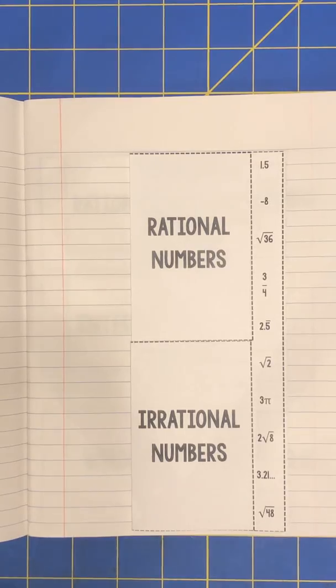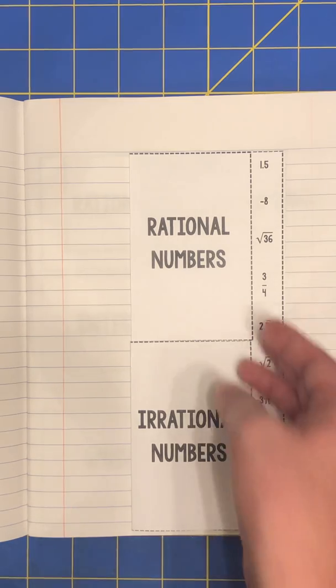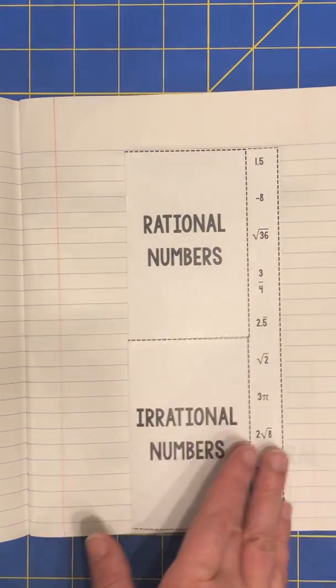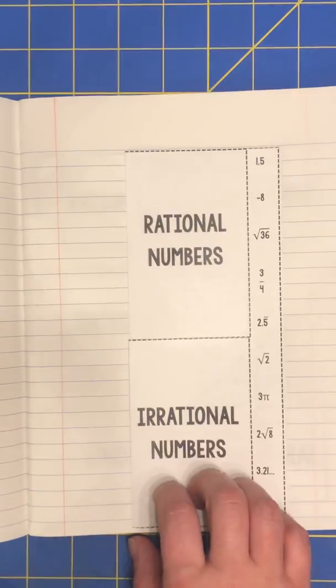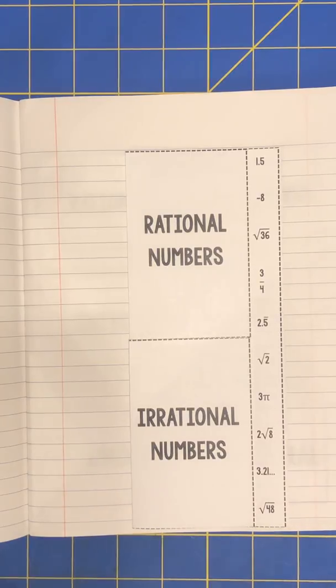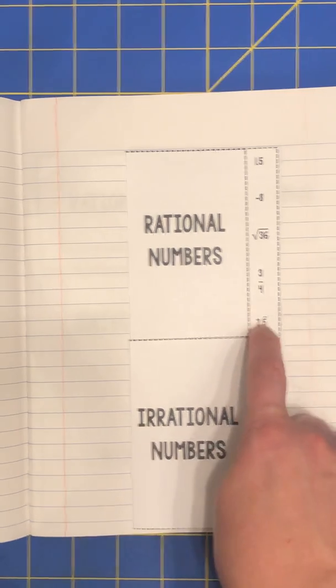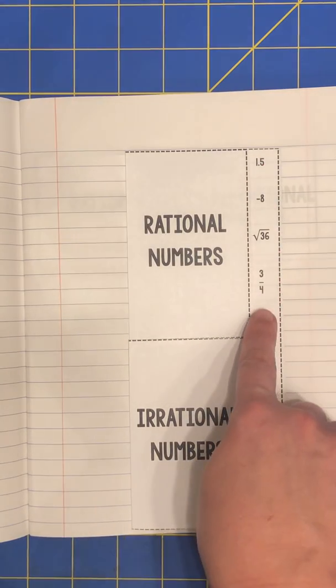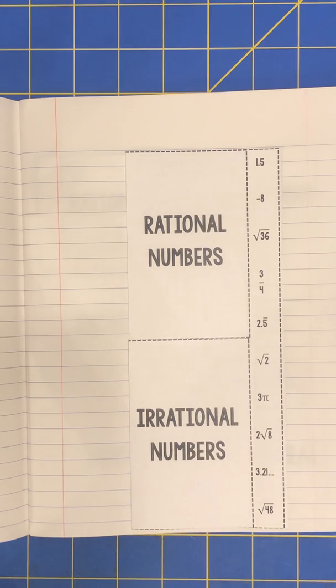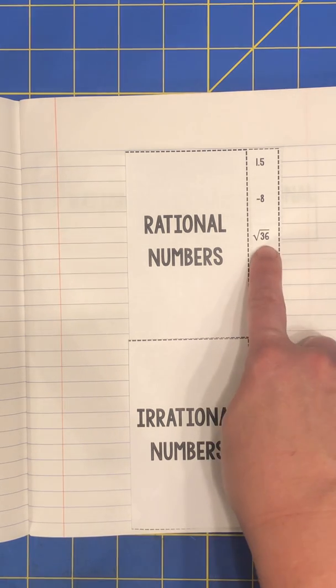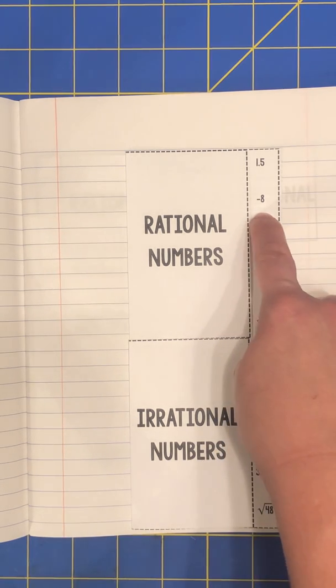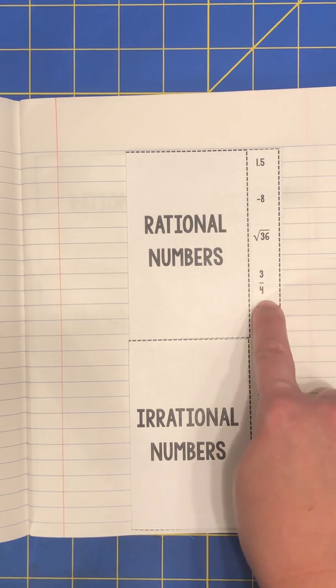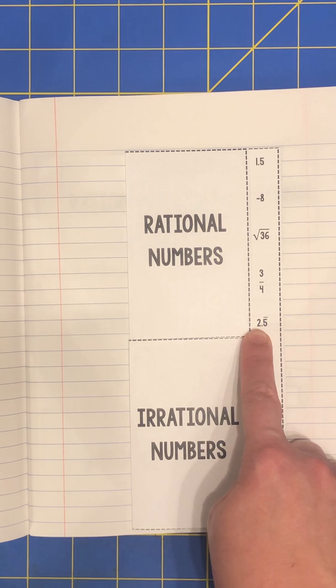All right, everybody should have glued this down, and now we're going to open up our flaps, and we're going to write down some information that's going to help us remember rational numbers versus irrational numbers. So when I'm looking over here at the side, these are some numbers that we call rational numbers. We see the perfect square, we see whole numbers, we see fractions that are repeating and terminating decimals.